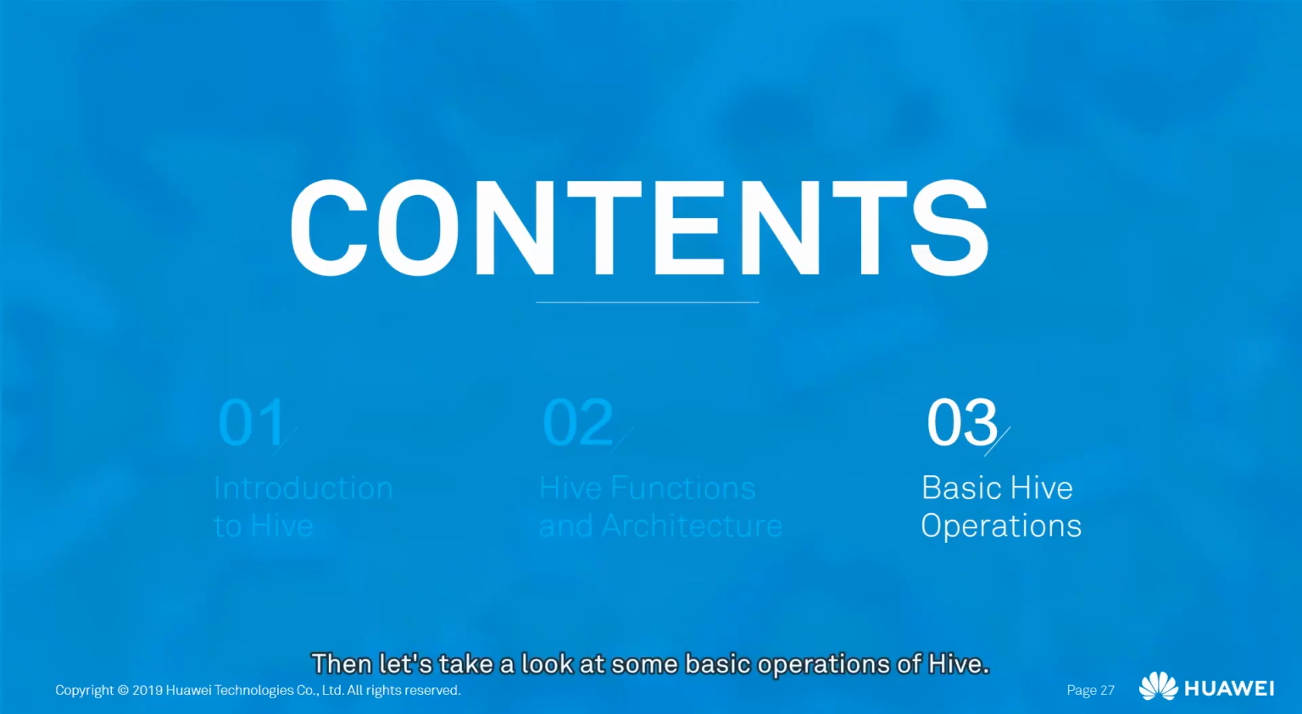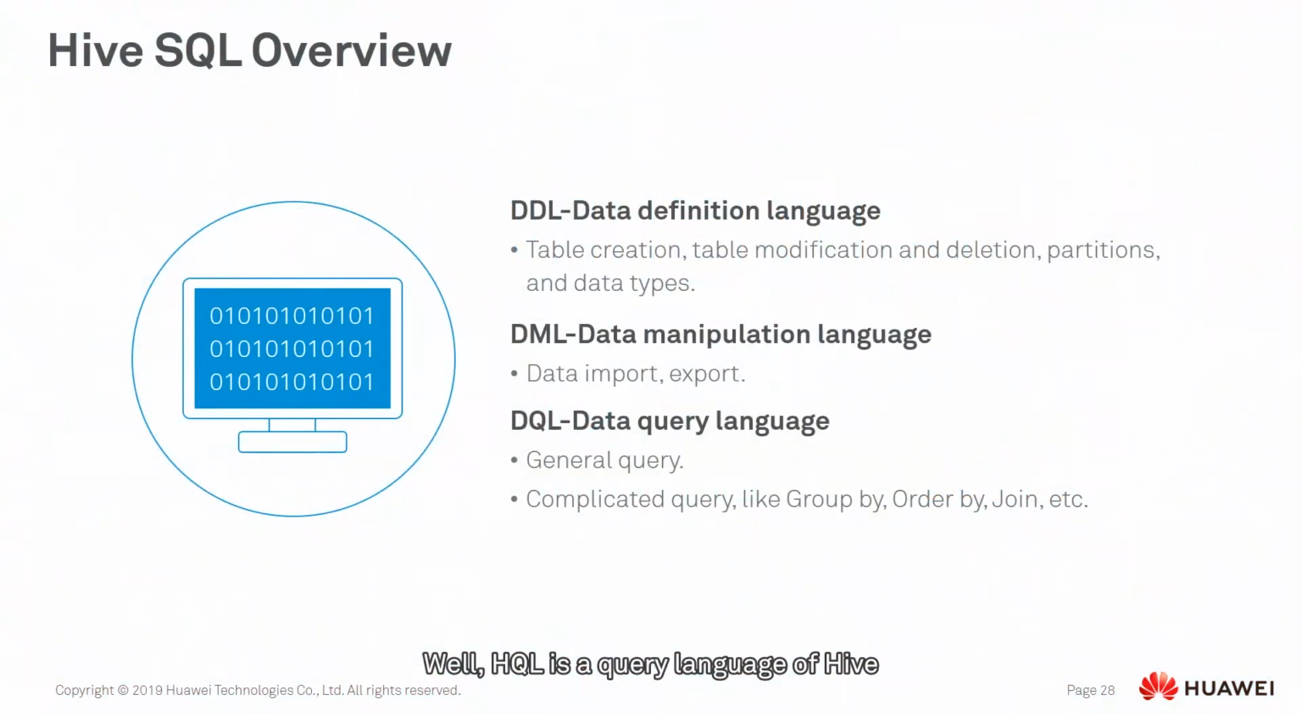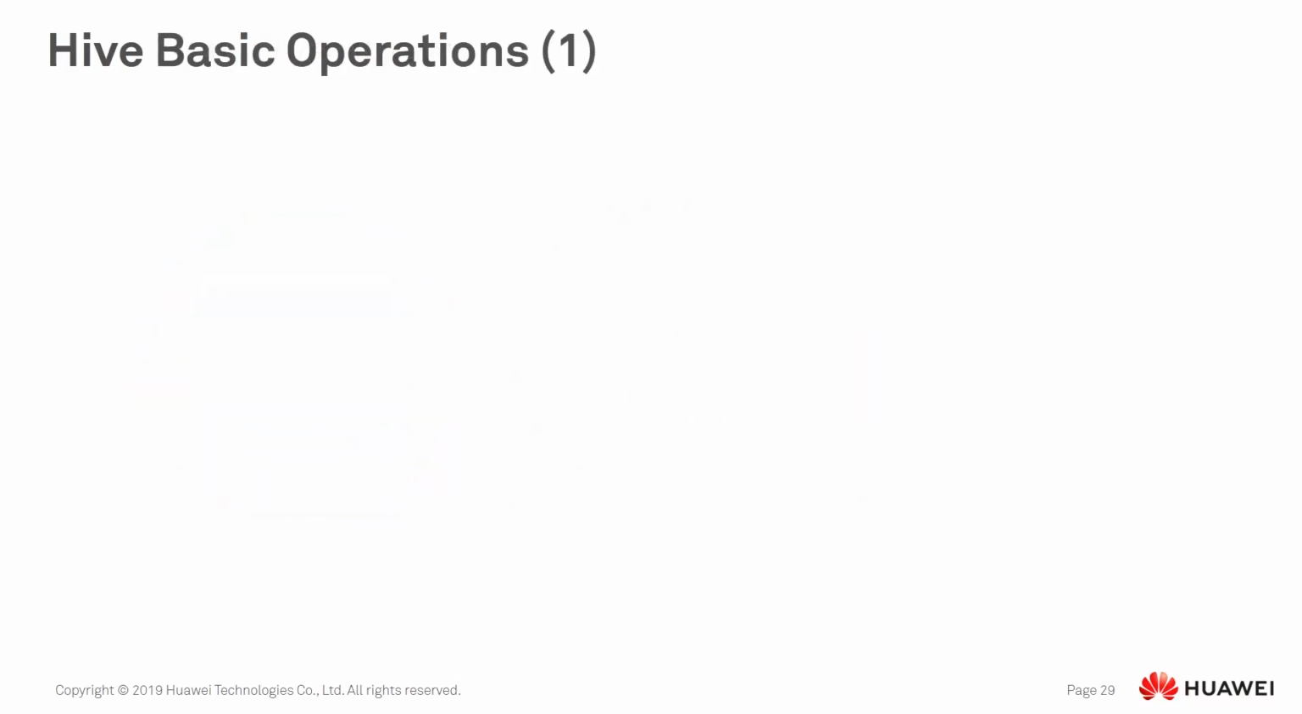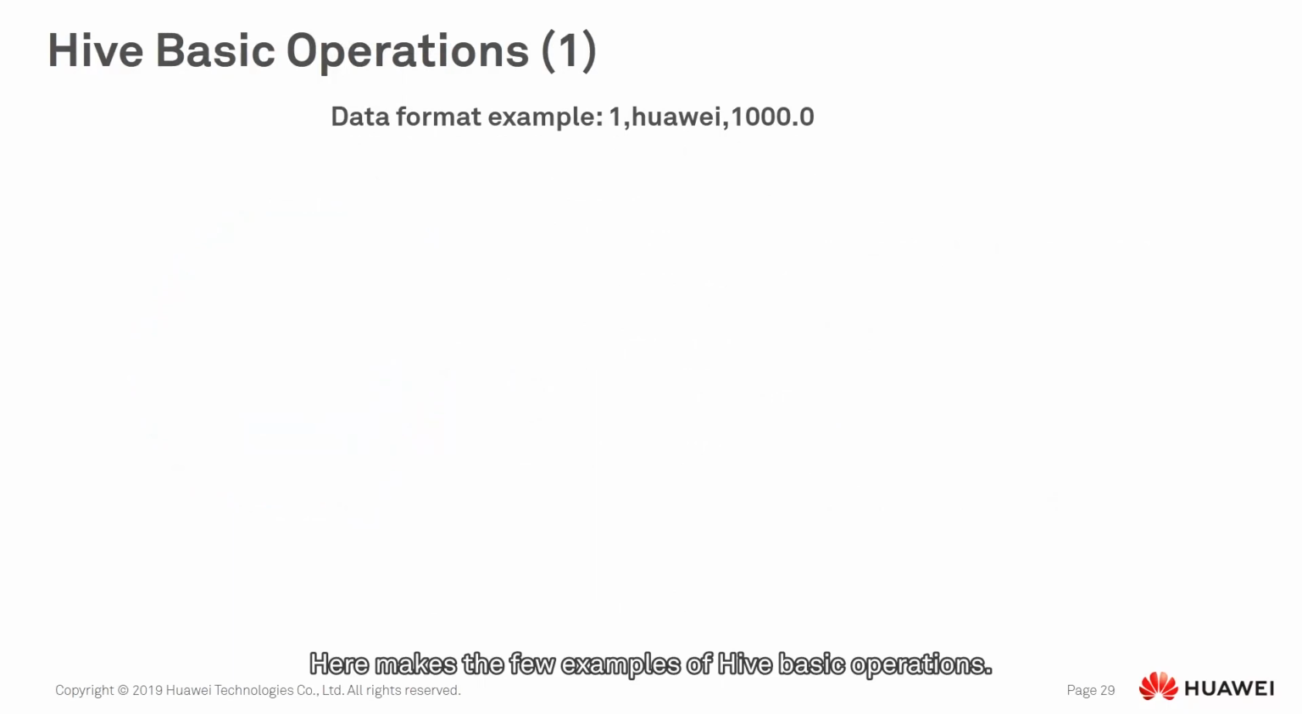Then let's take a look at some basic operations of Hive. HQL is the query language of Hive, which is very similar to SQL, and also includes three types: data definition language, data manipulation language, and data query language. Here are a few examples of Hive basic operations.